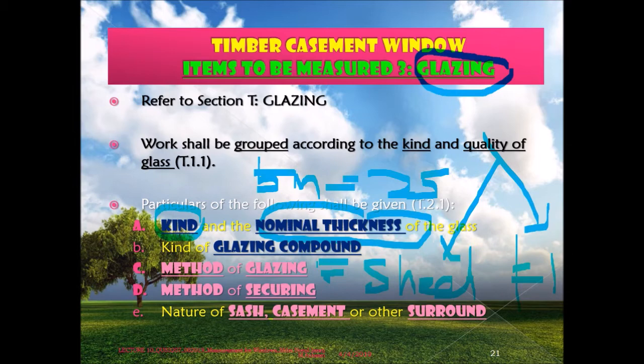Method of securing, if any. How the installation is, the nature of the installation, whether there is a sash. Sash is normally either sliding or horizontal sash or vertical sash, casement, or maybe you have another surrounding. So that needs to be stated in the measurement or description.